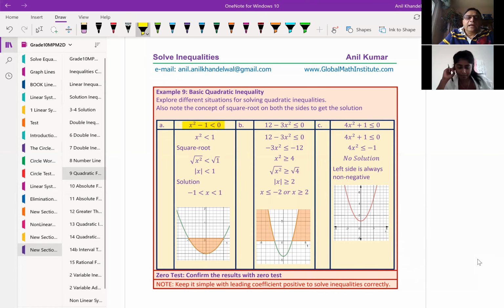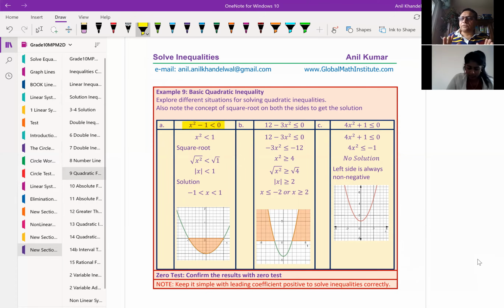First example, x squared minus 1 is less than 0, right? So less than 0 means a negative value, correct? Less than 0 means negative value. So we are looking into something which is less than, that means negative value. And whenever it says less than, we are also saying within. Do you understand? Within. So that also gives you a good idea.